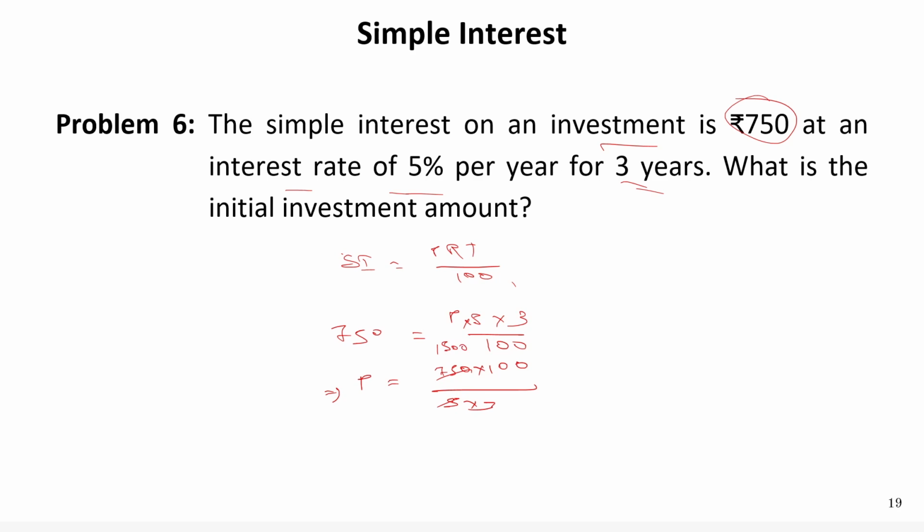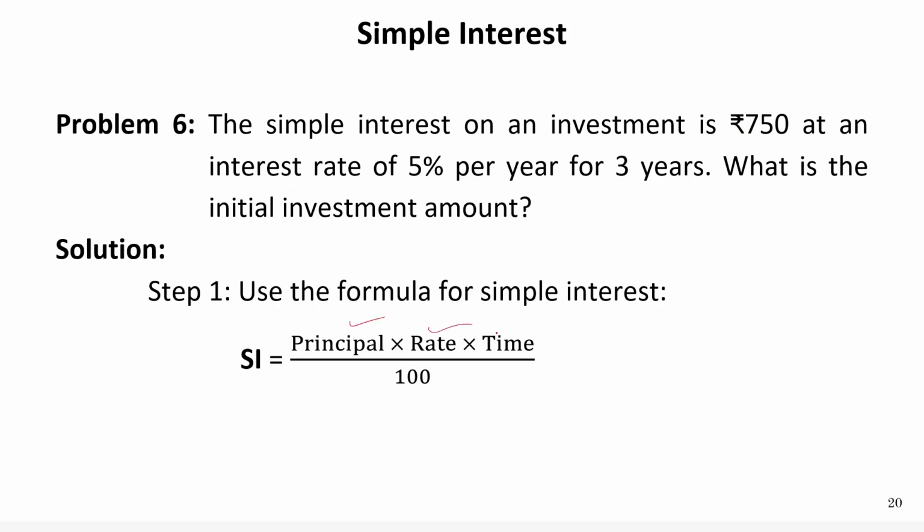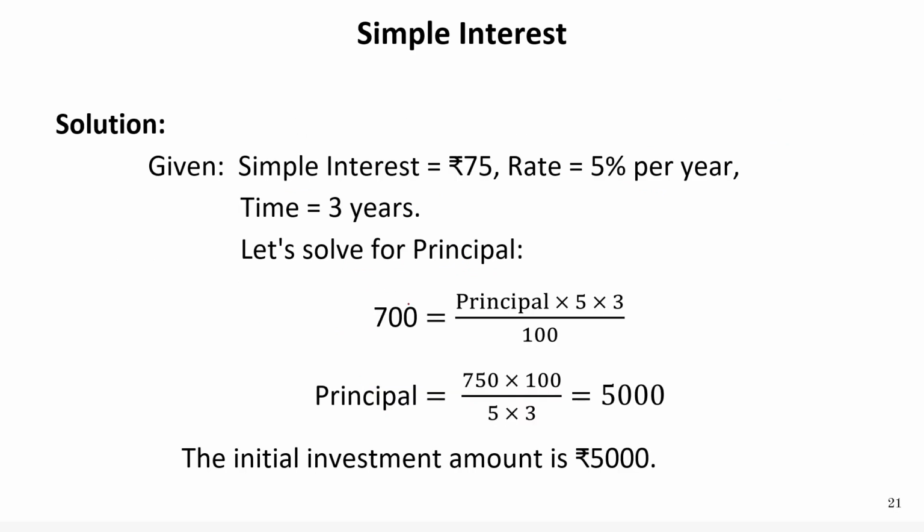1500, right? 150. So 150 and dividing it by 50 is equal to 5,000. So 5,000 will be the principal amount. Principal into rate into time by 100 is equal to SI. So let's solve it. What we are left with is 5,000, right?